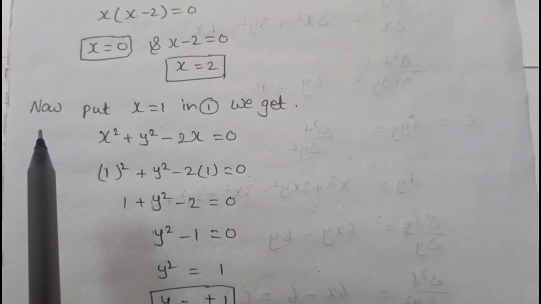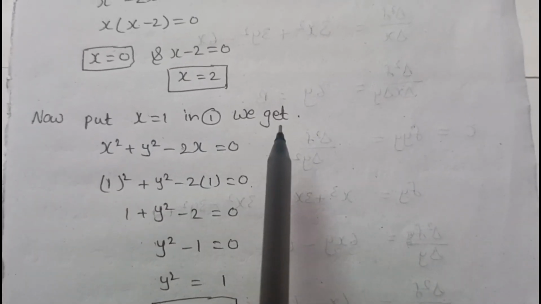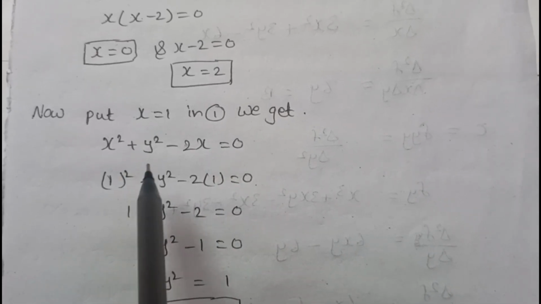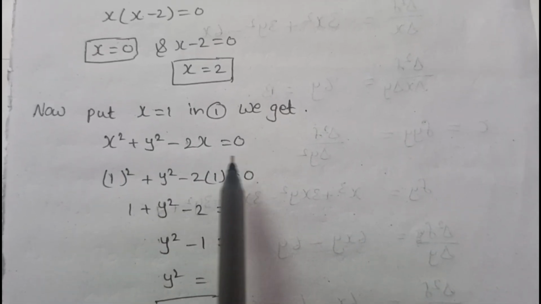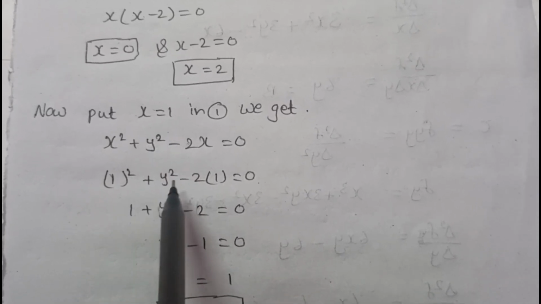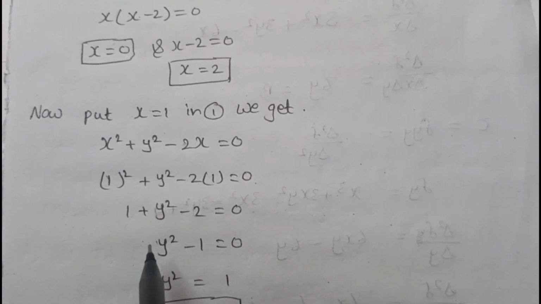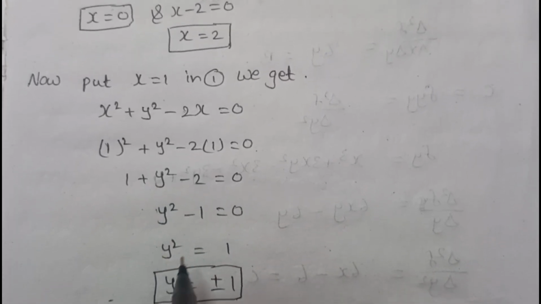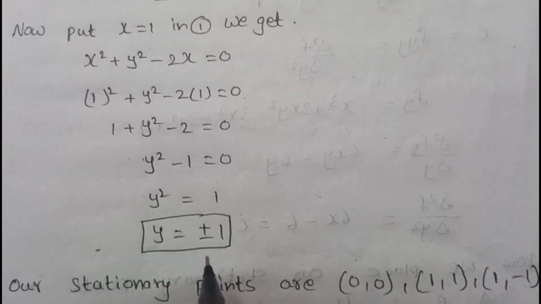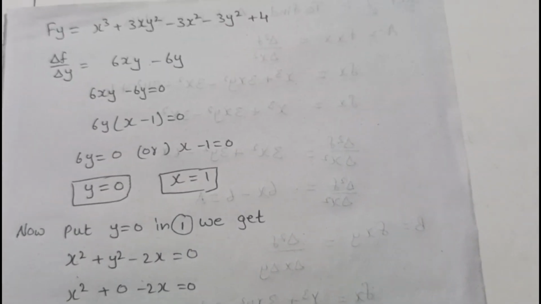Now we put x equal to 1 in condition 1. So condition 1 is what? x square plus y square minus 2x equal to 0. This is condition 1. In this we put x equal to 1. So 1 square plus y square minus 2 into 1 is equal to 0. 1 plus y square minus 2 is equal to 0. y square minus 1 equal to 0. y square is equal to 1. So transferring the square to the right hand side, y equal to plus or minus 1. So these are the conditions we are getting.